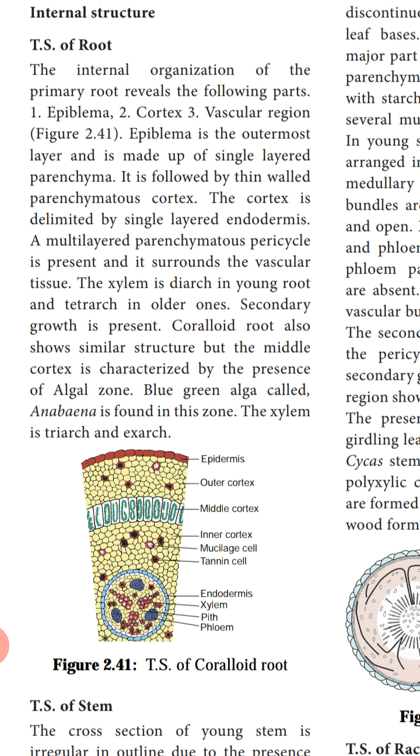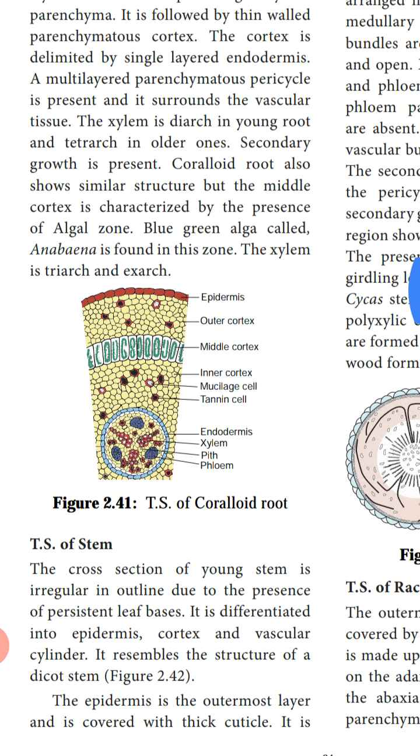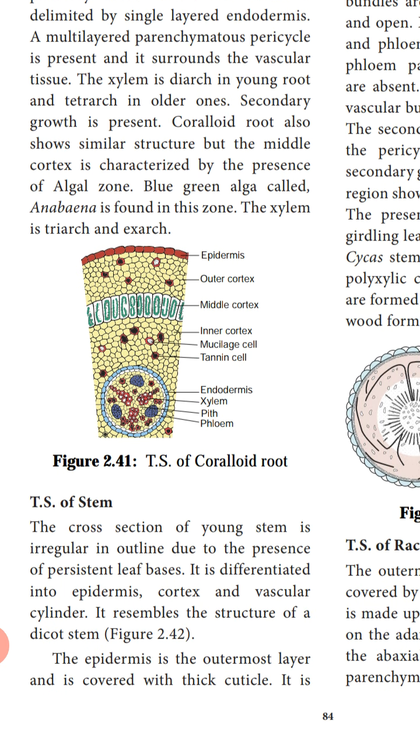Next is exarch. What do you understand by exarch? When the metaxylem, the broad region of the xylem with large vessels, is towards the center, and the protoxylem is towards the periphery, this arrangement is called the exarch condition. So in the coralloid roots, the number of xylem elements is 3, so it is said to be triarch, and the arrangement of the xylem elements is metaxylem towards the center and protoxylem towards the periphery, so it is said to be exarch.